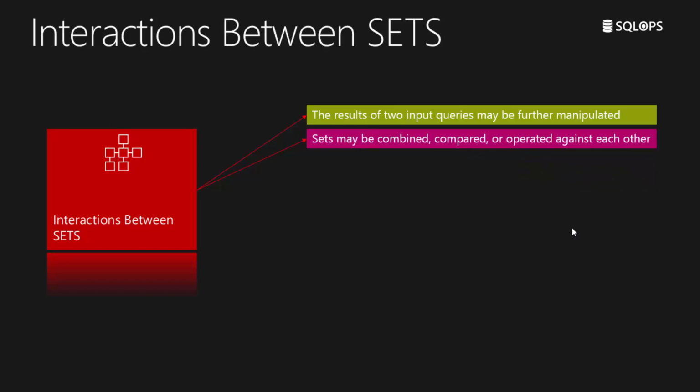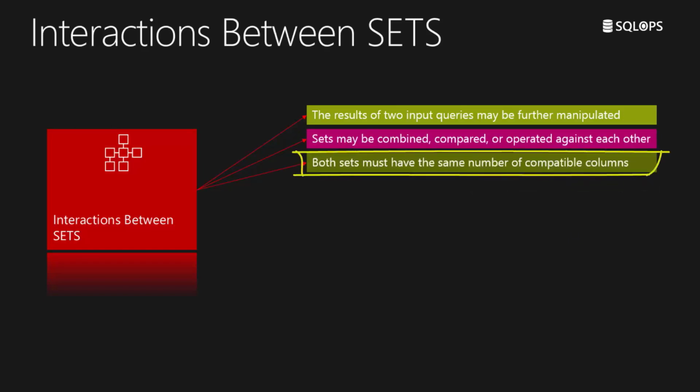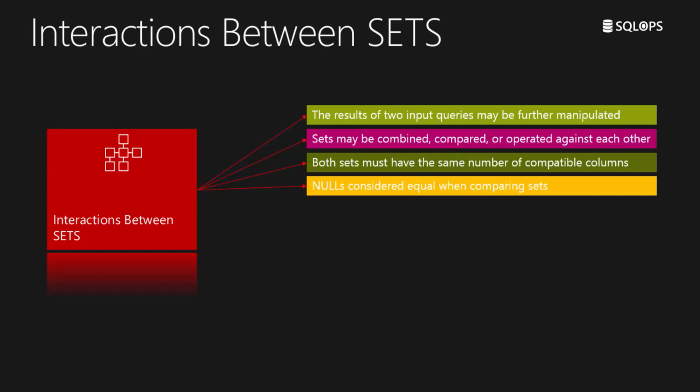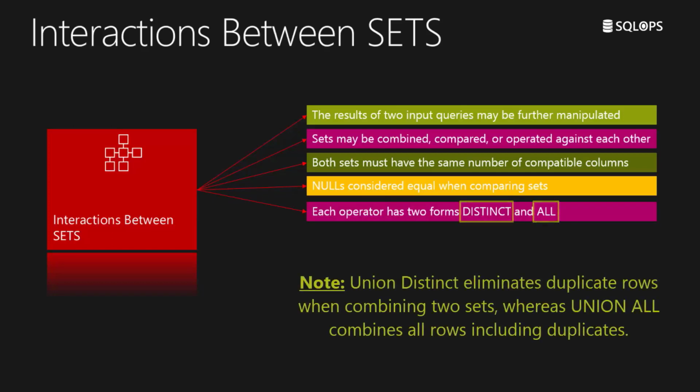Once we have the input sets, both sets must have the same number of columns, and the columns must have compatible data types. If the column data types are not initially compatible, they must be made compatible using implicit conversion. Previously in this course, we've learned that a null is not equal to anything. But in sets, a null is treated as equal to another null in a different set. And each of these set operators can be thought of as having two forms, distinct and all. For example, union distinct eliminates duplicate rows while combining two sets, and union all combines all rows including duplicates.